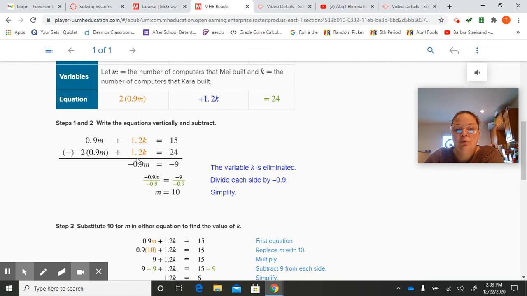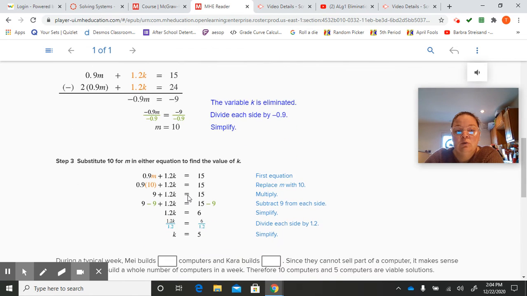Because the 1.2 is the same in both, we're going to use subtraction. So when we subtract these from each other, we get negative 0.9m equals negative 9, right? So we've eliminated Kara's stuff and we're just dealing with May's stuff. When we divide by negative 0.9 on both sides, we get m equals 10.